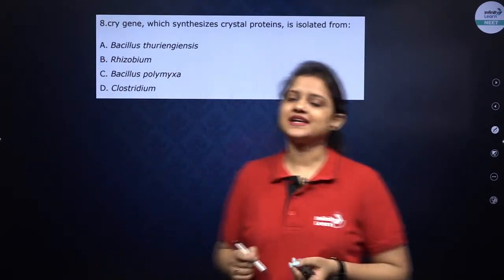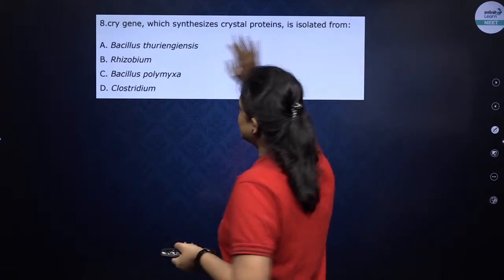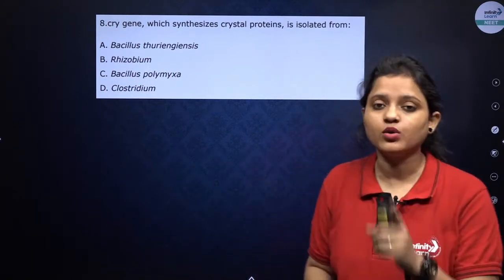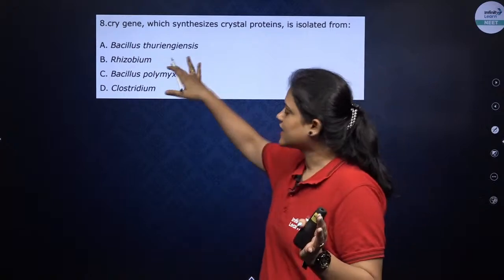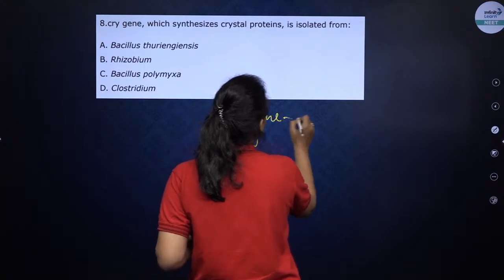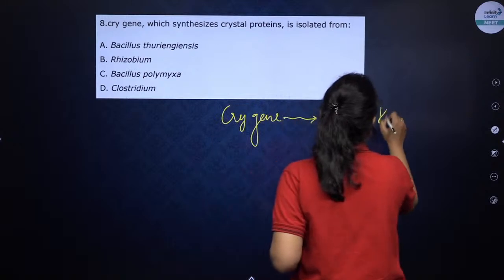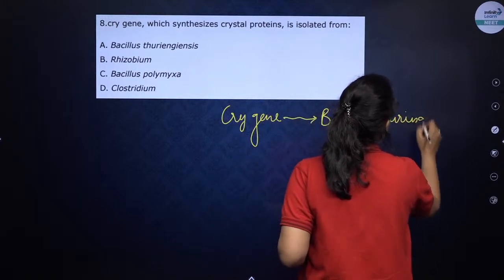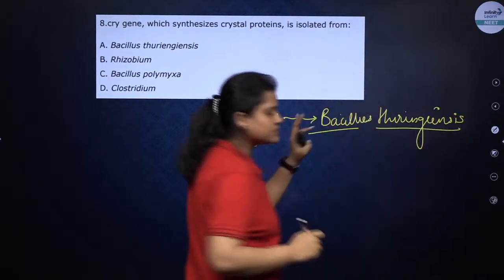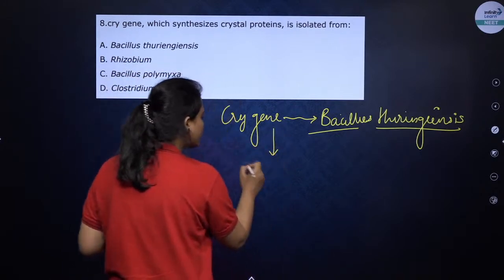Now let's move on to our next question. Cry gene, which synthesizes crystal protein, is isolated from. Just now we have discussed, this is a very important question from the chapter biotechnology, right? So the Cry gene is obtained from Bacillus thuringiensis, right?